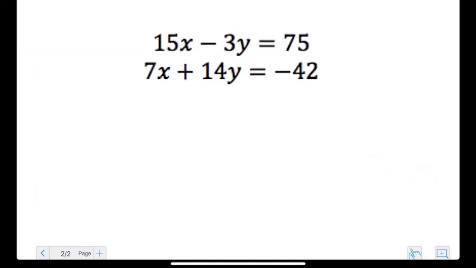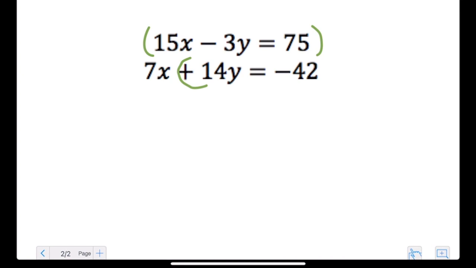This one's got some big numbers in it, and none of our coefficients match. So just make sure you're careful on your arithmetic. Maybe check your arithmetic with a calculator. So first, make sure everything's aligned, and it is. X's over x's, y's over y's, equal signs over equal signs, and constants over constants. So we're good there. Notice we don't have any coefficients that match. And in fact, we can't just multiply one of our equations by a number to make them match. We're going to have to multiply both of the equations by something to make them match.